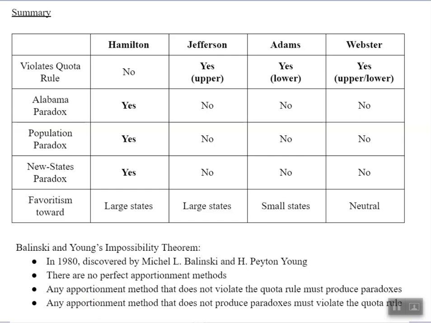Hamilton's method and Jefferson's method both favor large states. Adams' method favors small states. Webster's method is fairly neutral.